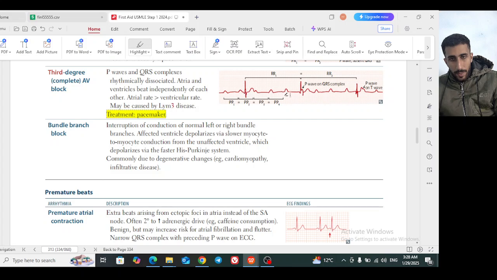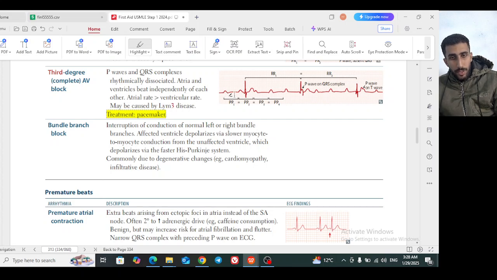So it has a normal rhythm for the atria, and this is a QRS, which also has a normal rhythm. So from the QRS to the other QRS, having a normal rhythm. So the ventricles have a rhythm on their own, and the atria have their own rhythm, and they are dissociated. Nothing has to do with the other. So the atria and the ventricle beat independently of each other.